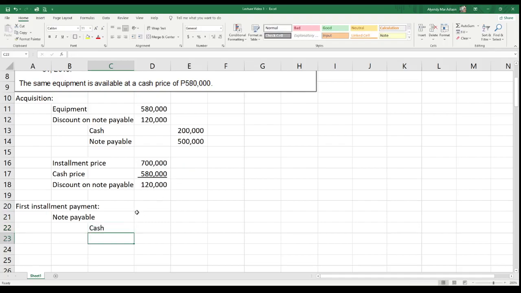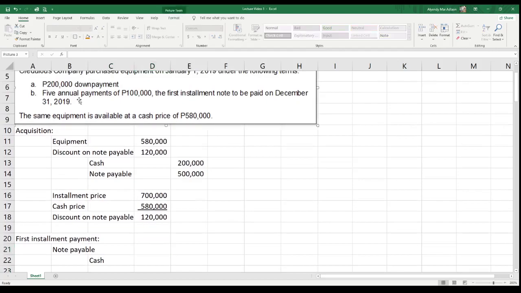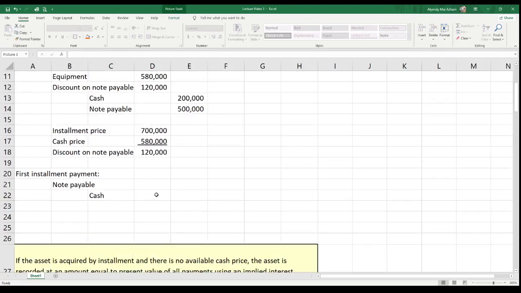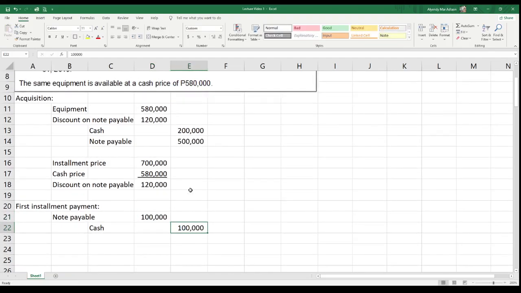Okay. So, how much is the amount of our note payable? Of course, since we have to pay it 100,000 annually, so we also have to debit 100,000. And of course, credit 100,000. Okay? But it doesn't stop there. Because this is the end of the year, and we have here a discount on note payable which is to be amortized over the credit term. Now we also have to amortize then the interest.